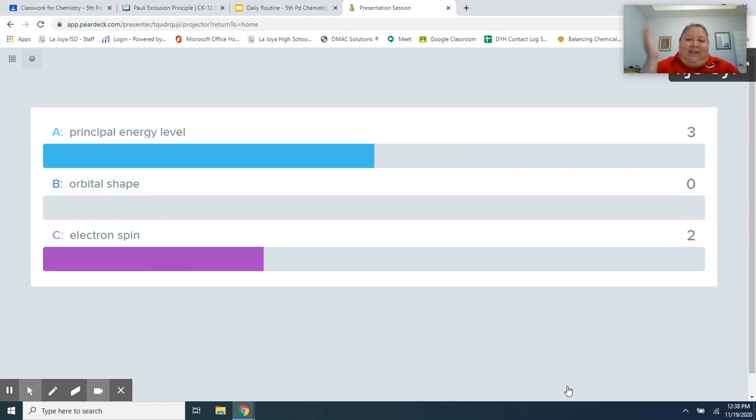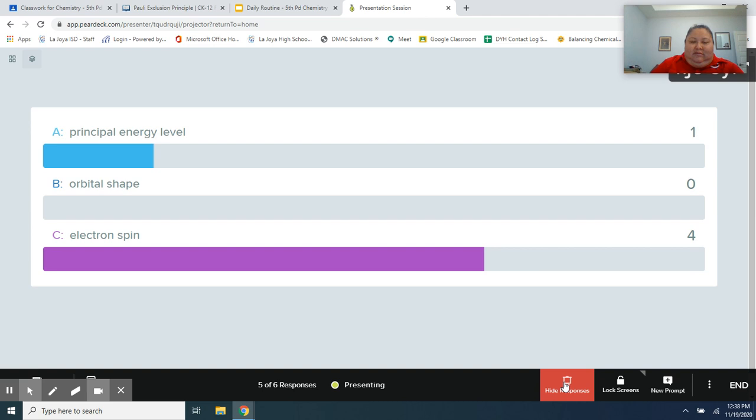Oh, now all of a sudden everybody's changing their answer. 2 people have now changed it to electron spin. 3 people have changed it to electron spin. 4 people have changed it to electron spin. Why are you changing your answer? Now all of a sudden you guys remember? Pues sí, miss.